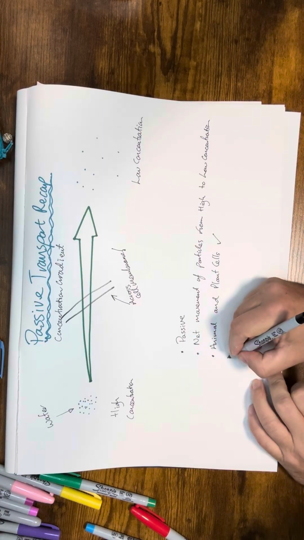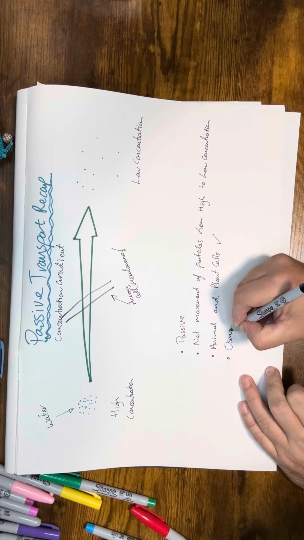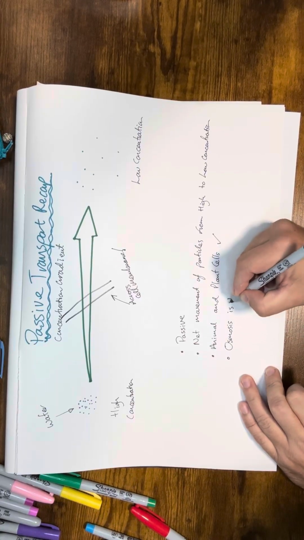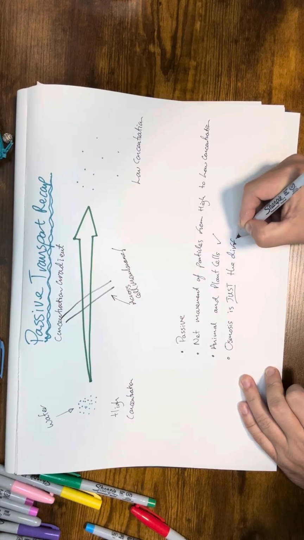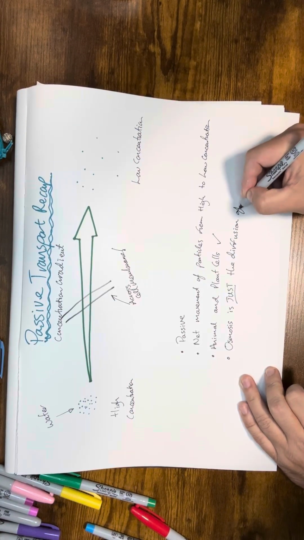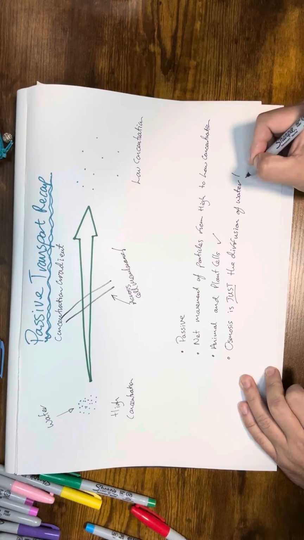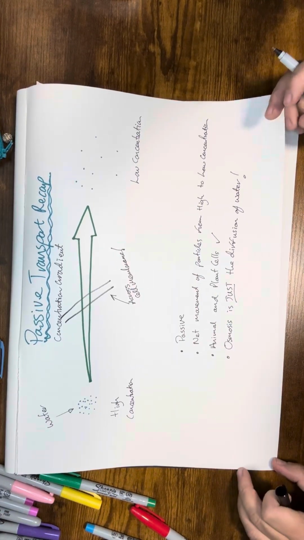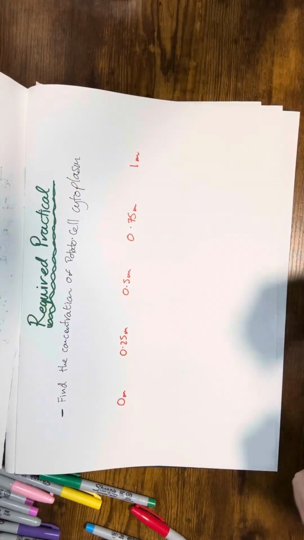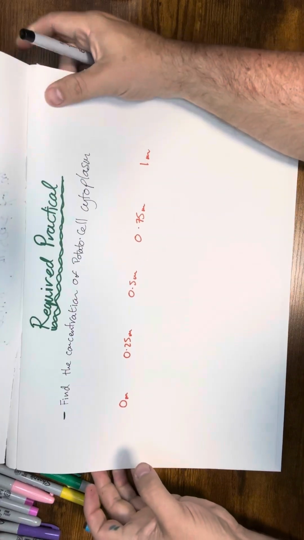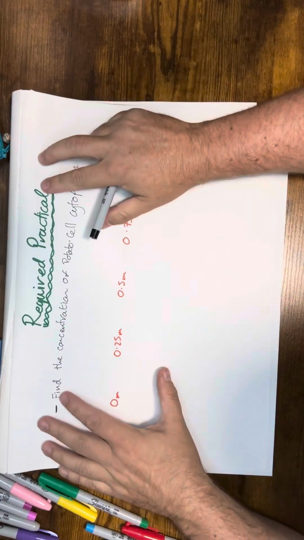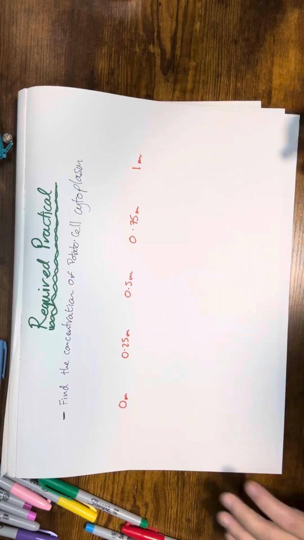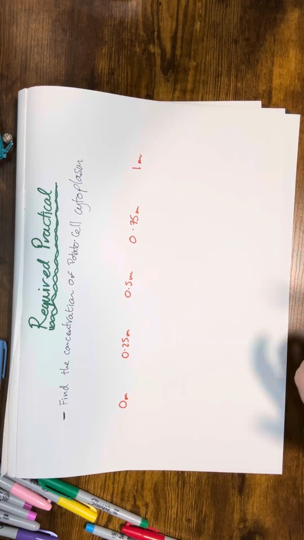The other important thing I need to put in here, osmosis is just the diffusion of water. Right, so one of the required practicals you have to do at GCSE is finding the concentration of a potato cell cytoplasm. Okay, now you can do an experiment using osmosis to ascertain the concentration of potato cell cytoplasm.